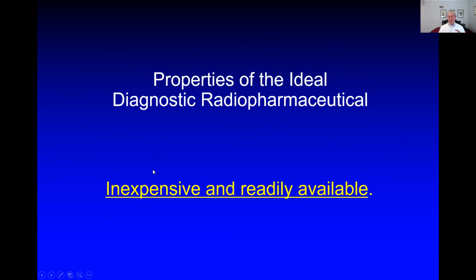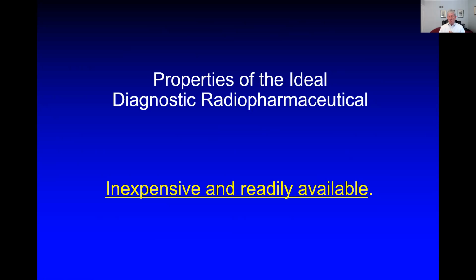Also, this is a common sense thing. The drug needs to be inexpensive and readily available. If it's too expensive, some doctors simply won't order the procedure. And also, if it's too expensive and insurance doesn't cover it, the patient will say, I can't pay for that, too expensive. And also readily available, that of course is common sense. Now, those are the properties of the ideal diagnostic.